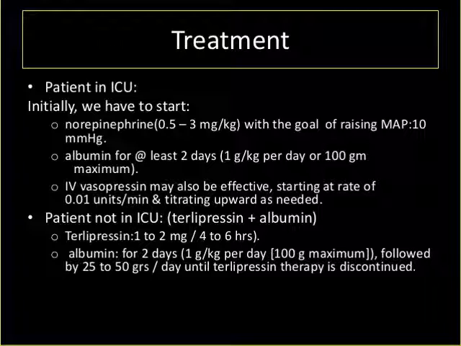IV vasopressin may also be effective, starting at a rate of 0.01 unit per minute and titrating upward as needed. Patient not in ICU, we use terlipressin and albumin. Terlipressin 1 to 2 milligram every 4 to 6 hours, and we use albumin for 2 days as mentioned before, 1 gram per kg per day, 100 gram maximum, followed by 25 to 50 gram per day until terlipressin therapy is discontinued.